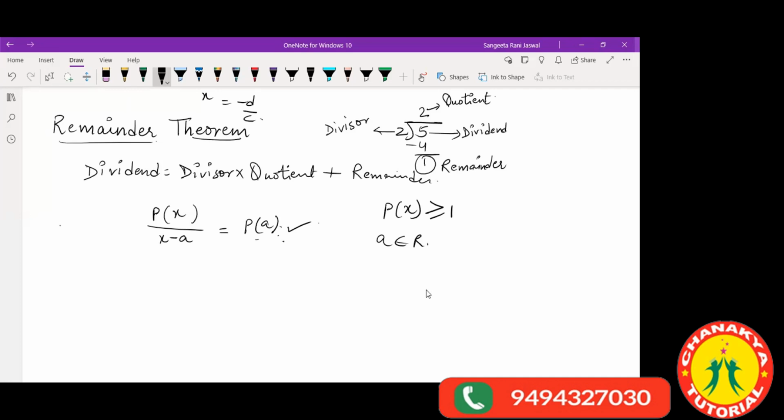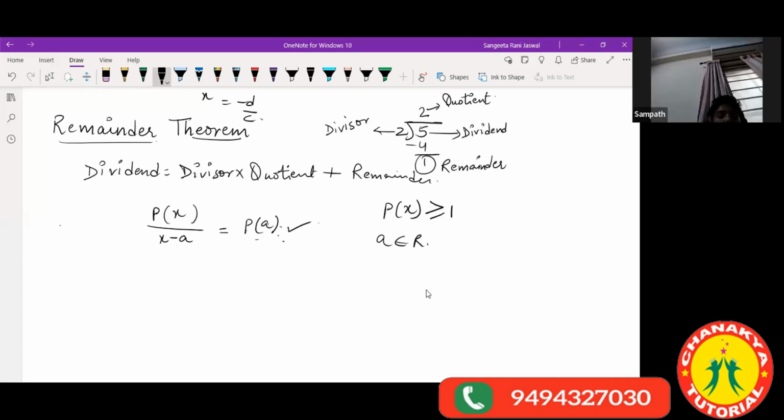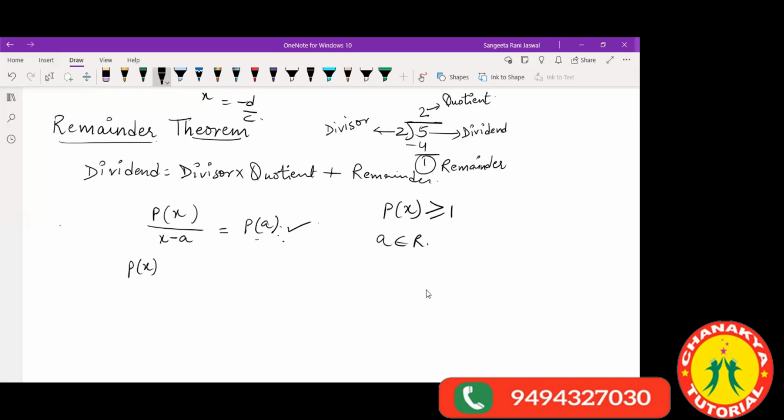Okay, that means if p(x) is the dividend, if I divide p(x) with x minus a, it is saying that my remainder is p(a). ये कह रही है. Okay, ma'am, what is a in this? a is some real number.